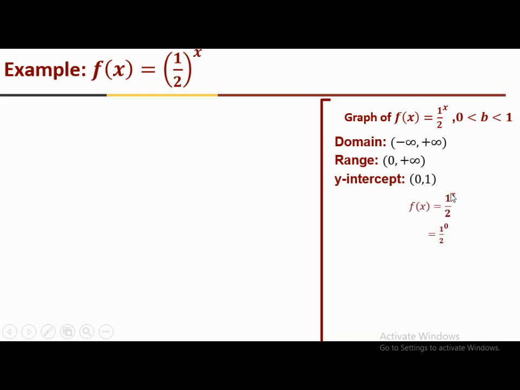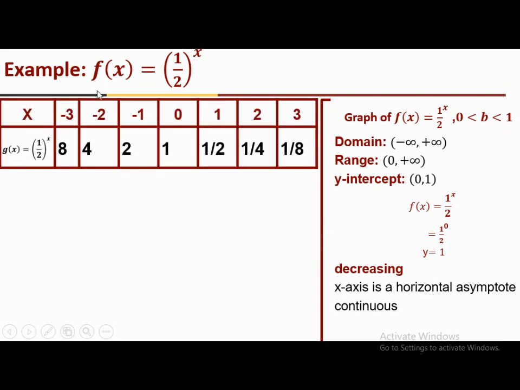Why? Because if we let x here equal 0, you'll have 1. And the graph is decreasing. Why? Because our b here is between 0 and 1. And our x-axis is a horizontal asymptote. And let's try to show kung tama ba doon ng mga observation. So, construct natin yung table. So, pag-construct ng table, try natin iset yung mga x values natin. Then, isubstitute natin dito sa value ng x.